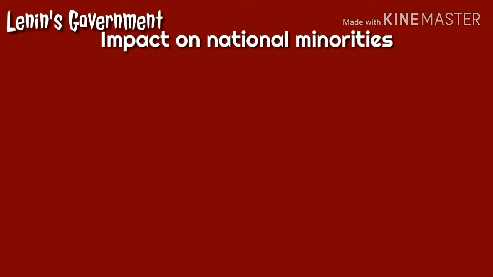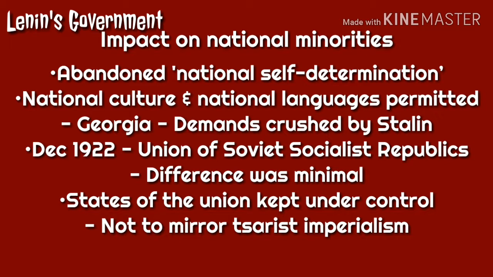The impact on national minorities and 1922 Constitution. The communist government abandoned the support of national self-determination. National culture and national languages were permitted, but independent movements were deemed counter-revolutionary. In Georgia, they demanded greater independence, but Stalin crushed them. But Lenin then condemned him, so it's already confusing.